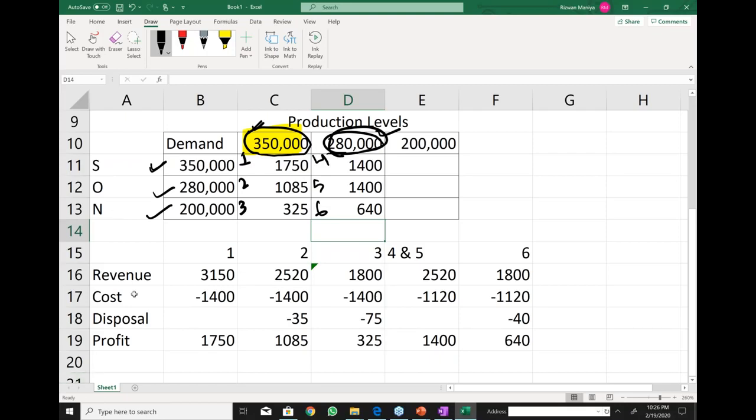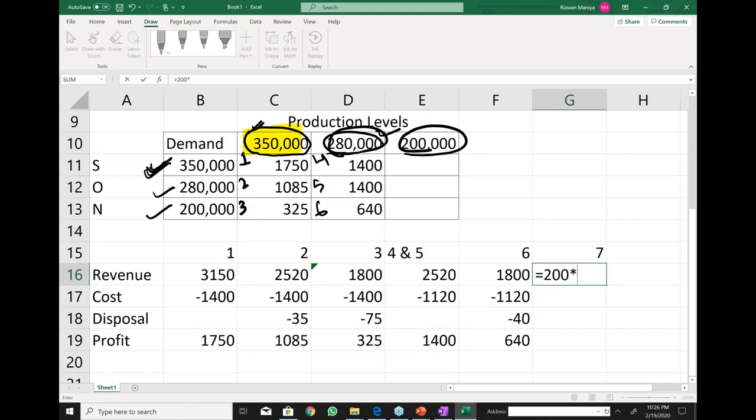Okay, friends, now let's move towards the third. If you produce 200,000 and the demand is 350, how much will you sell? Come on, how much will you sell? Max 200. And your cost will be based on 200 because you produced how much? 200. So cost will be on 200.